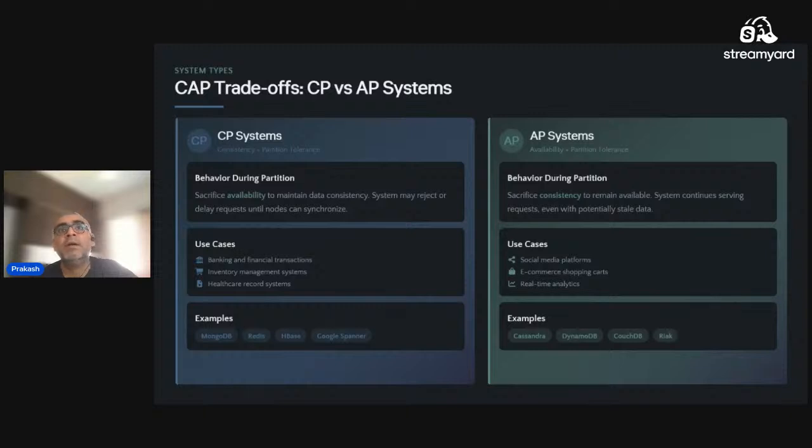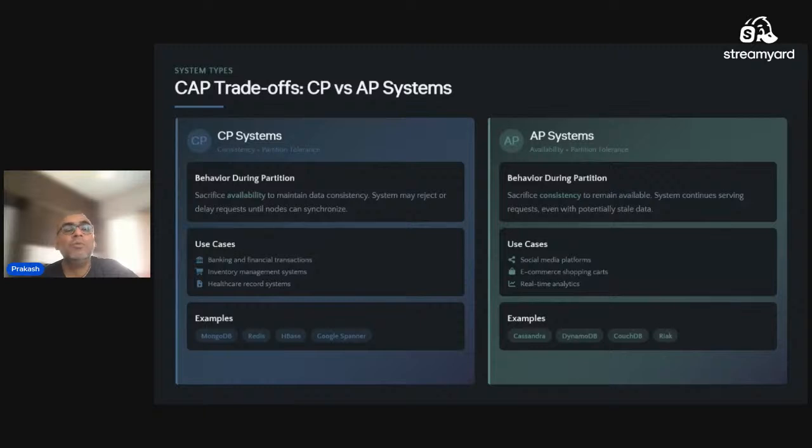You can use it for an AP system, availability and partition tolerance. What we're saying is that you can sacrifice a bit of consistency. Of course, eventually it will be consistent, but you should prioritize availability. That's what we are saying here. An example could be social media. It's okay to have a few seconds delay if you put a post and your subscribers are seeing it.